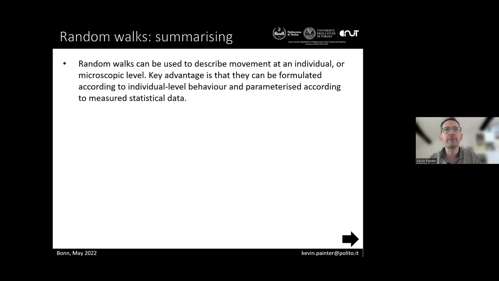Random walks are a good way to describe the movement of an individual, at a microscopic level, because you can formulate them according to the statistics that you can measure at the individual level. You can calculate the mean speeds, mean turning rates, turning distributions, and then set down a random walk to describe that movement process. It's still an approximation of the actual movement, but it's an approximation that can be formulated according to statistical data.